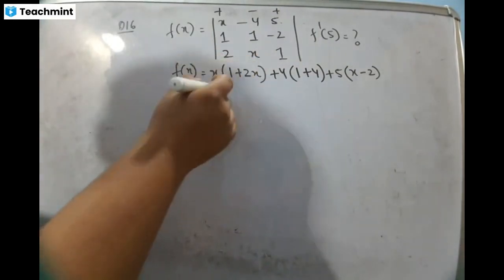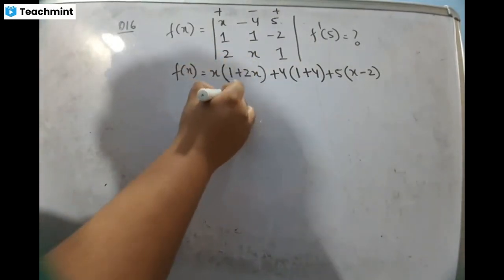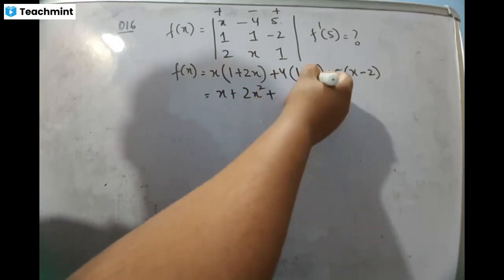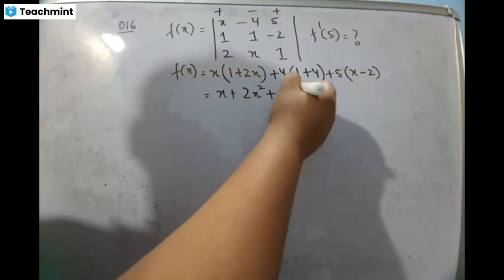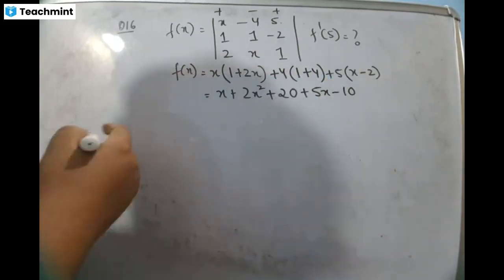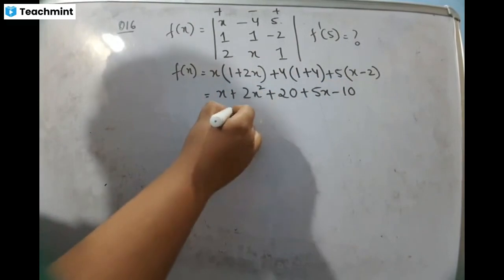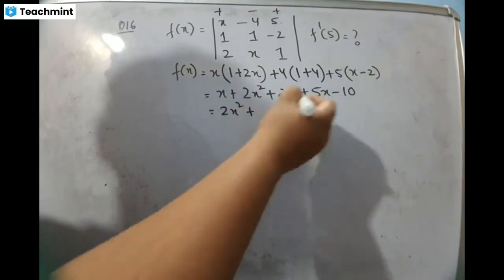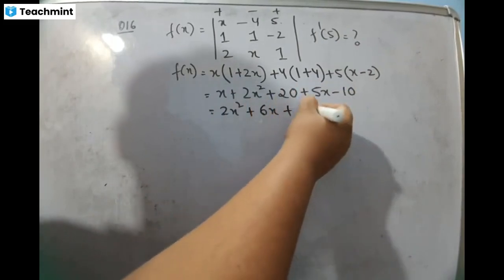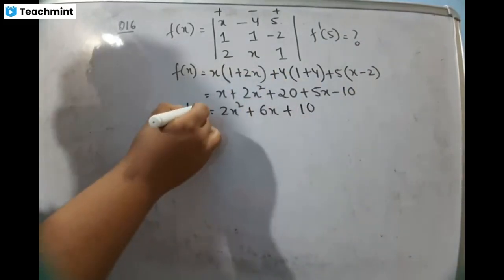So what do you get? Open the bracket. x into 1 is x, plus 2x into x will give you 2x square. 4 plus 1 is 5. 5 fours are 20, plus 5x, minus 5 twos are 10. So what do you get? You get 2x square plus 5x plus x will give you 6x, plus 20 minus 10 is 10. So this is the value of f(x).